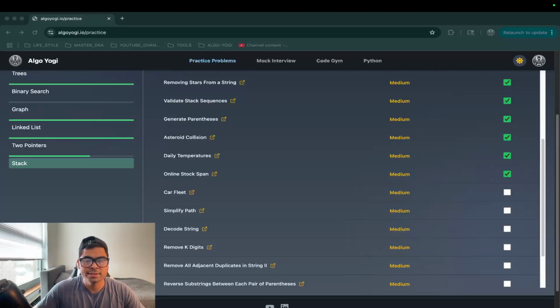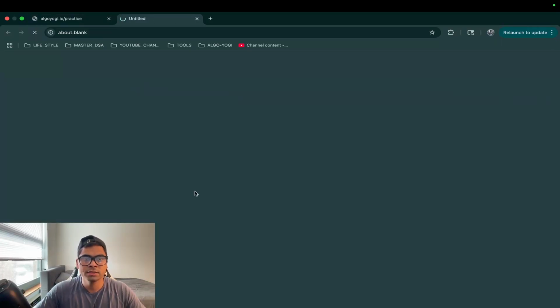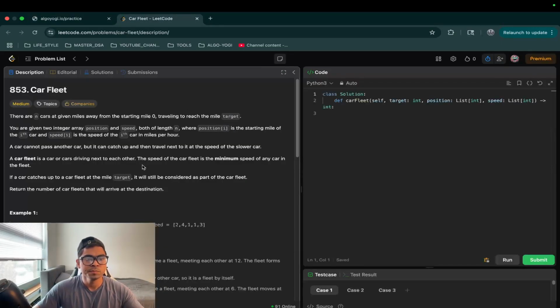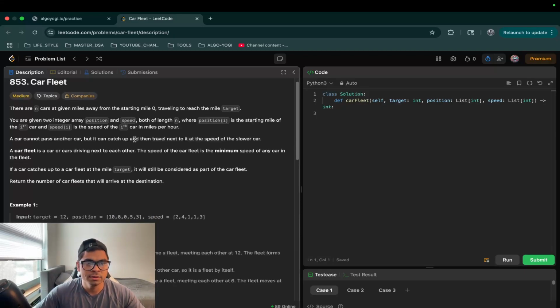We are now doing the stack series, and our next medium level stack problem is Car Fleet. Let's go to LeetCode and give it a read. There are n cars at given miles away from the starting mile 0, traveling to reach mile target. You are also given two integers, position and speed, both of length n, where position[i] and speed[i] represent the position and the speed of the ith car.